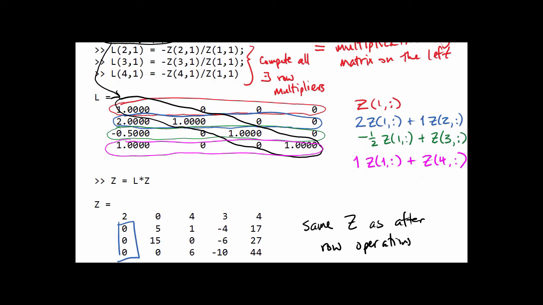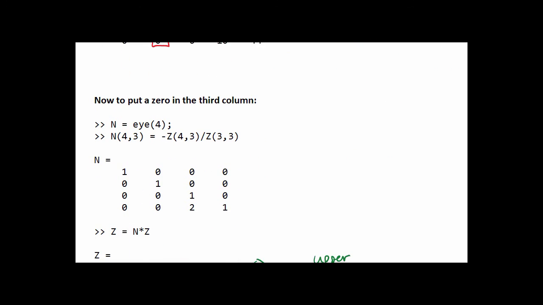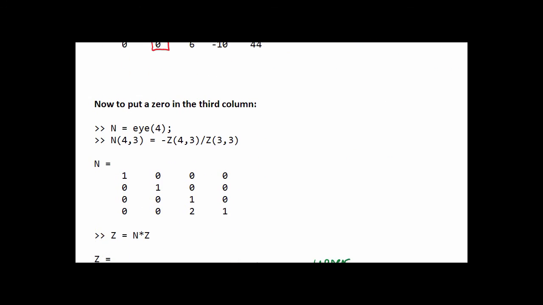Here's L, 1s on the diagonal, lower triangular. M, same thing, 1s on the diagonal, lower triangular. And N, 1s on the diagonal, lower triangular. So these are all unit lower triangular matrices.